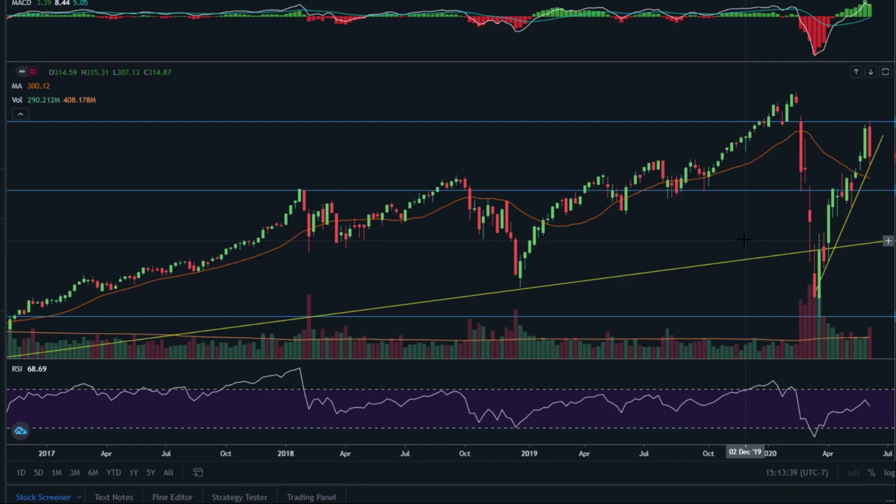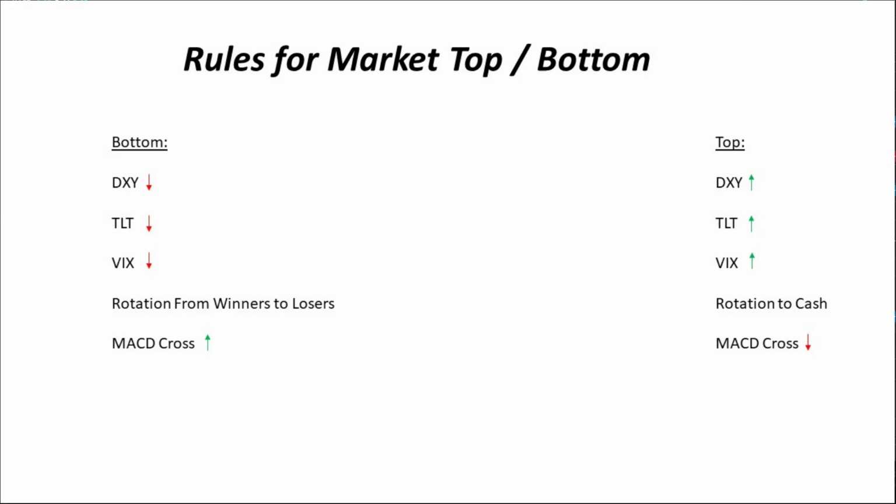In my last video, I gave you a guideline in identifying market tops and market bottoms. And that basically by tracking the movement in the dollar index and bond prices, the volatility index, and looking at the MACD indicator from a weekly perspective for both the SPY and the QQQ.